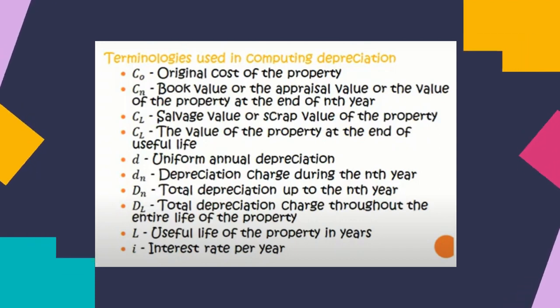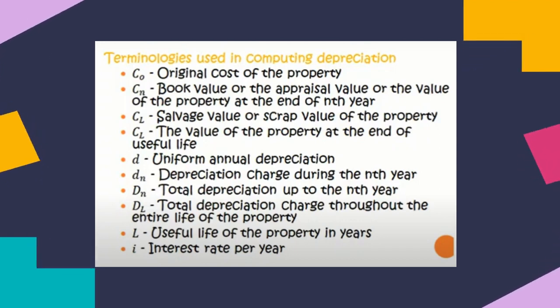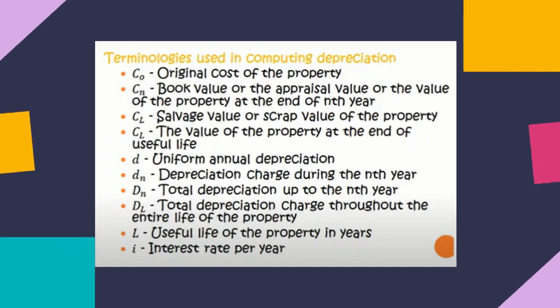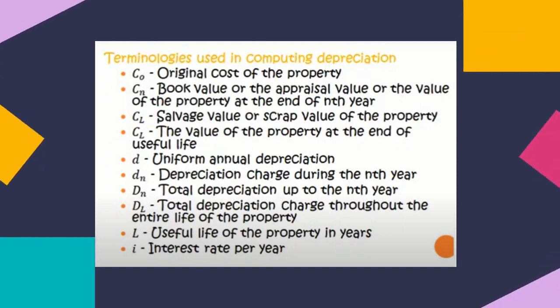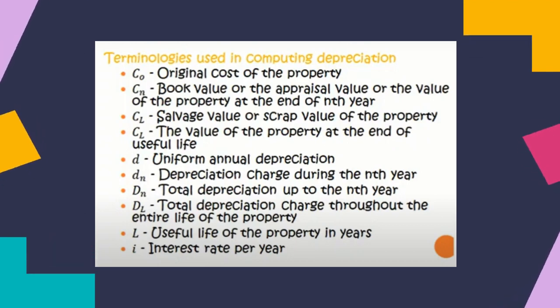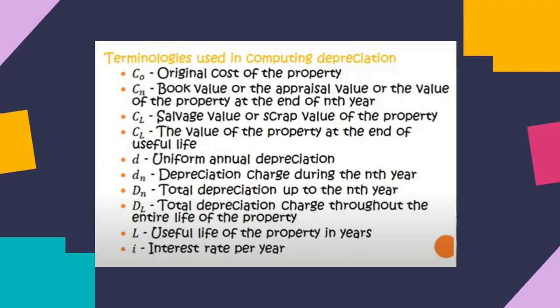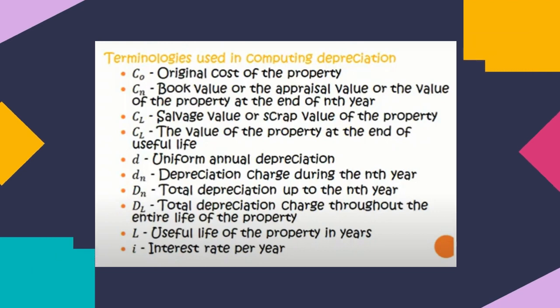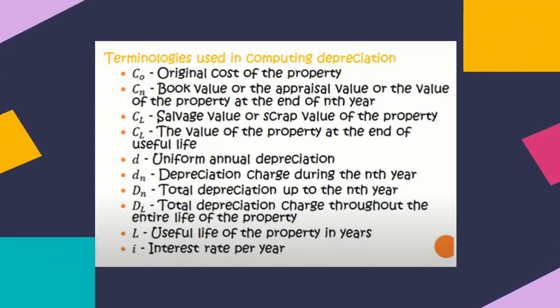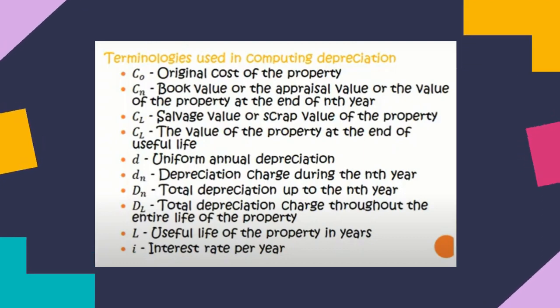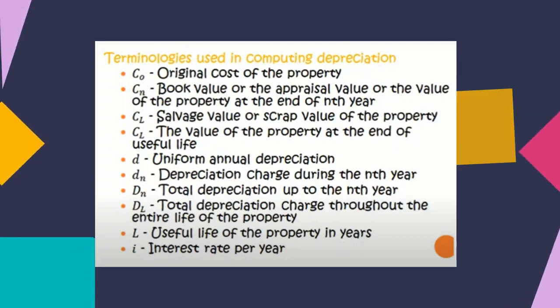Then capital D sub N is the total depreciation up to the nth year. Then capital D sub capital L is the total depreciation charged throughout the entire life of the property. And capital L is the useful life of the property in years. And lastly, i is the interest rate per year.